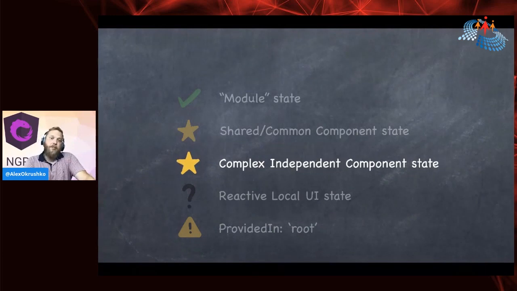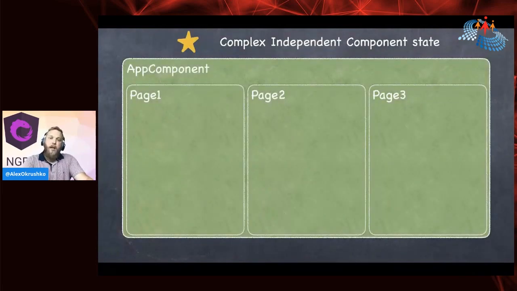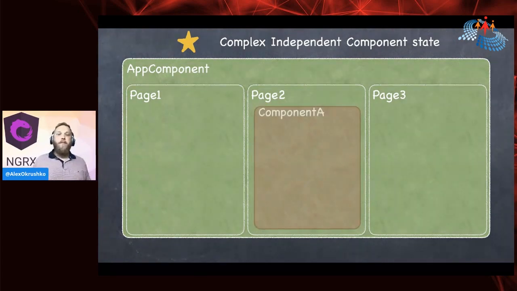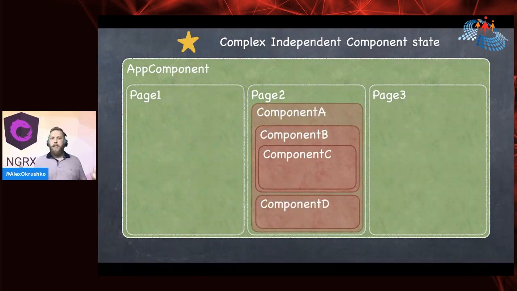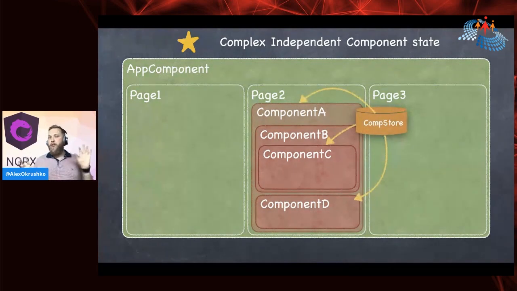All right, so the third one is a complex independent component state. So it's kind of like a module one. So we have multiple pages. We have a component A, which again owns the state. It's not shared anywhere. But components B and C want to have some of it, maybe in a transformed way. D might want it as well, and all that stuff. And then we also wanted to have everything cleaned up when we move to page 1, for example.